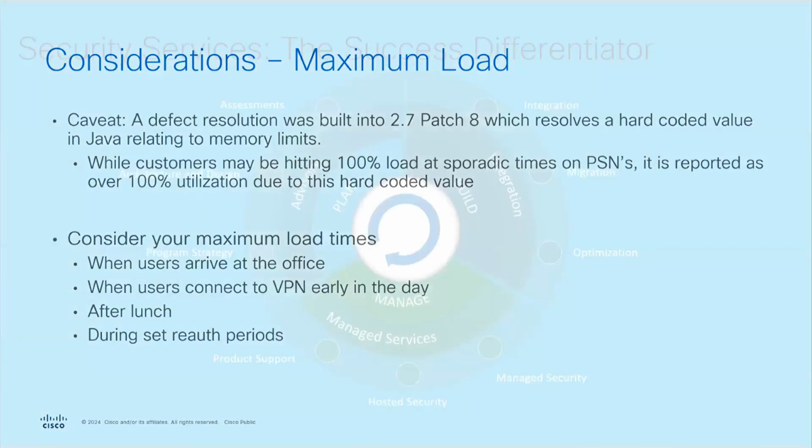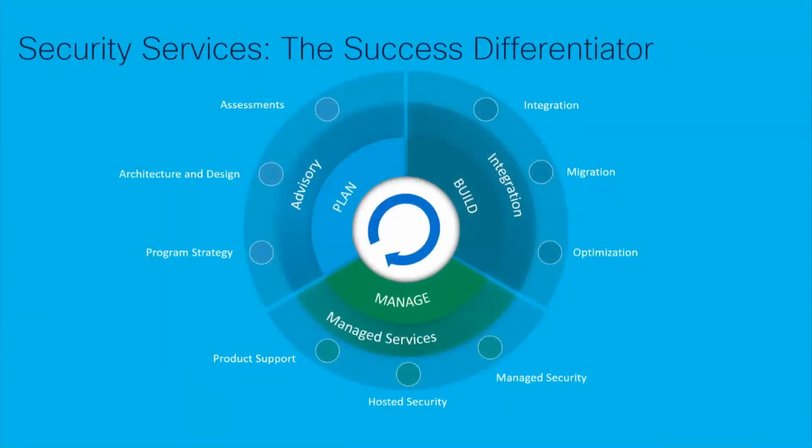The final aspect that I'll talk about on this, one of my final slides here, is security services as your success differentiator. As I mentioned, I work for Cisco Professional Services, or Cisco Services. We have 3 different branches: the advisory branch, the integration branch, and the managed services branch. Many of us work across multiple branches. I work across advisory and integration.